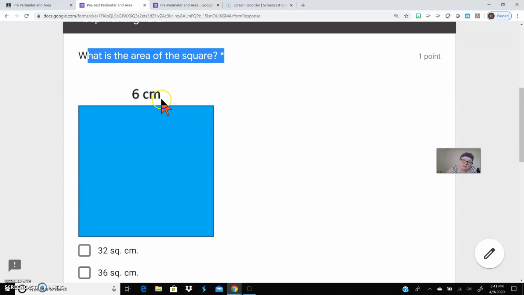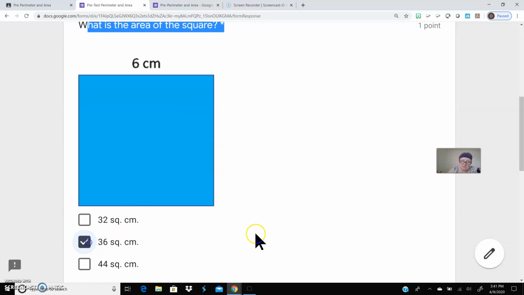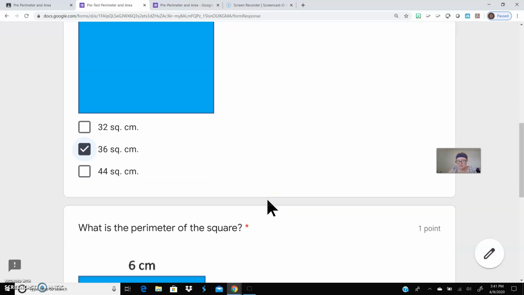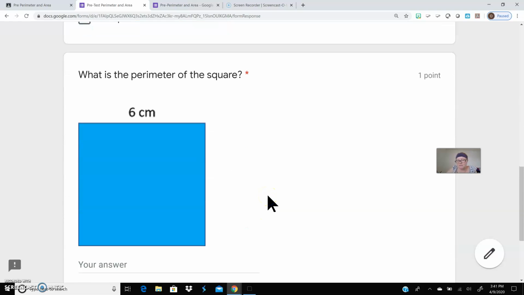So area is going to be 6 times 6. We know these sides are the same. See the importance of reading, boys and girls. Okay, what is the perimeter of the square?